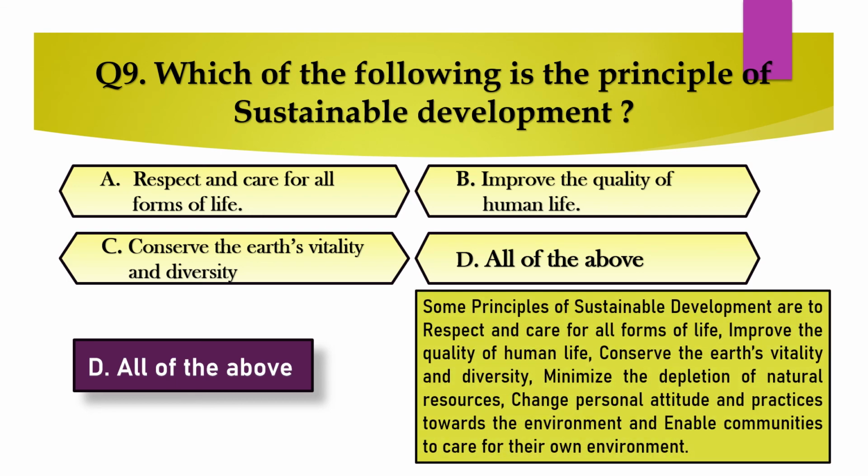Some principles of sustainable development are to respect and care for all forms of life, improve the quality of human life, conserve the earth's vitality and diversity, minimize the depletion of natural resources, change personal attitude and practices towards the environment, and enable communities to care for their own environment.